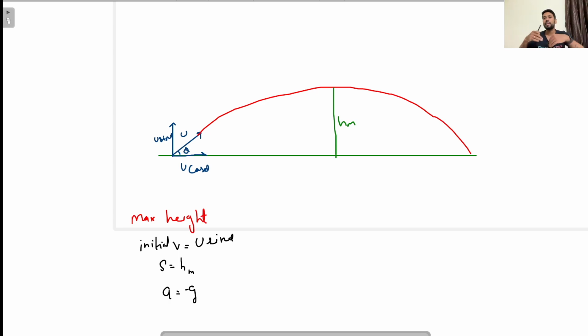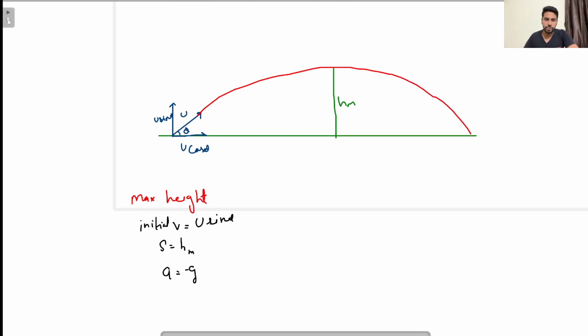Isn't it? It's going against gravity, so that's why my acceleration is minus g here. And do you know what my final velocity is in this case? Look here, as soon as the object goes on top, it momentarily stops. After stopping, it starts to come back down. So I need to know where it exactly stopped. It stopped exactly at the point hm.